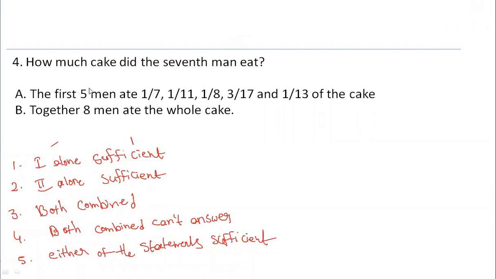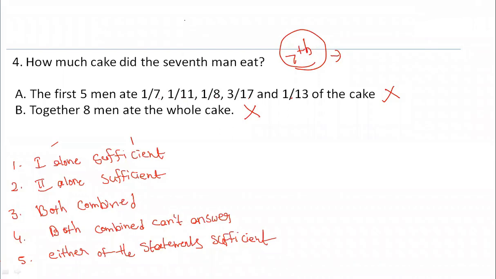Fine. So how much cake did the seventh man eat? That means the seventh person, how much he ate, that is the thing we have to answer for the question. Okay. The first 5 men ate 1 by 7, 1 by 11, 1 by 8, 3 by 17 and 1 by 13th of the cake. That means statement 1 is not at all talking about the seventh person. Simply, I can't answer the question with respect to statement A. So let's go with statement B. Statement B means together 8 men ate the whole cake. That's a part of the information, guys, but that will not help me to answer how much the seventh man ate. So this is also not helping me to answer the question.